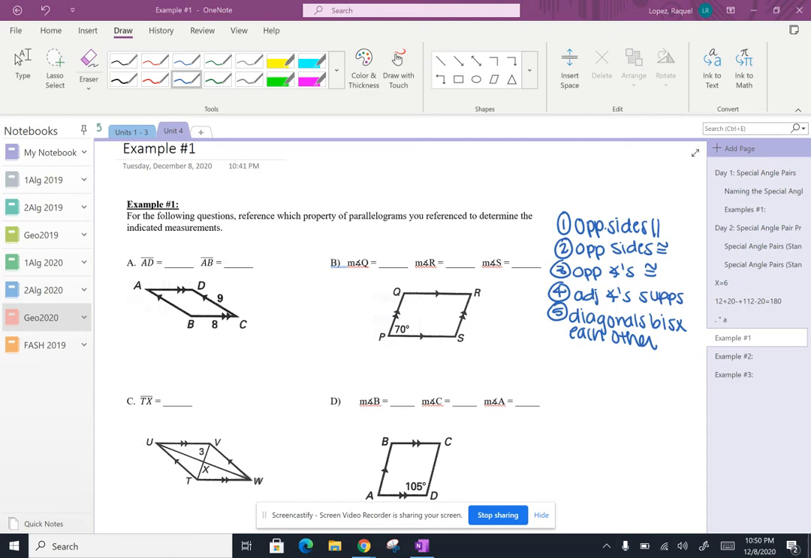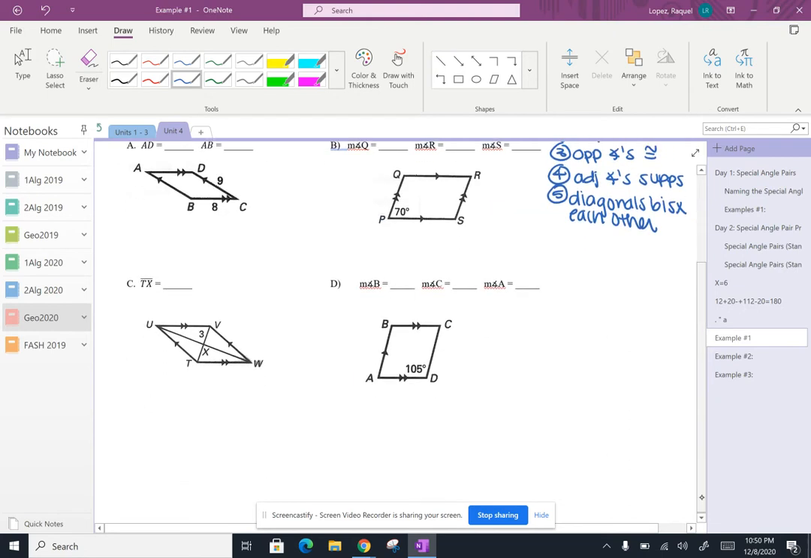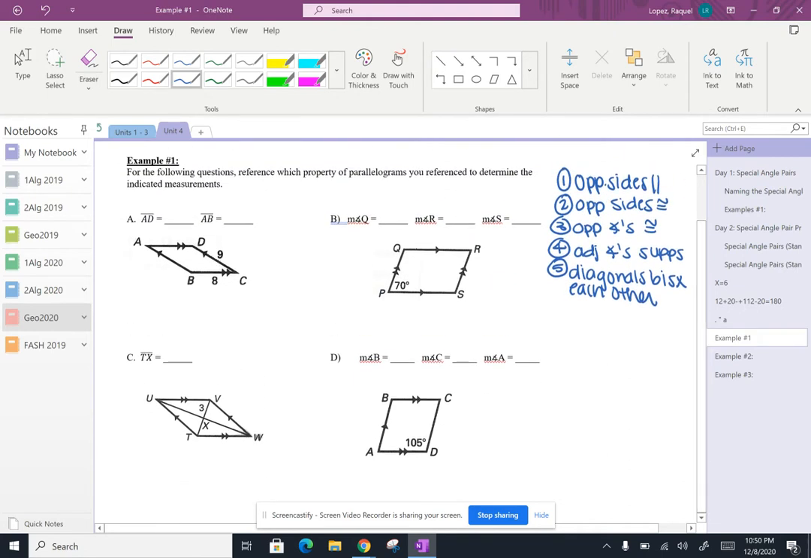I know that you might not have access to a printer, but I encourage you to draw out the diagram and label it as seen, and then go ahead and fill in the solutions. So I've gone ahead and written down the 5 properties of a parallelogram on the side of my paper here just so that I have them to reference. So let's go ahead and take a look at example 1a.